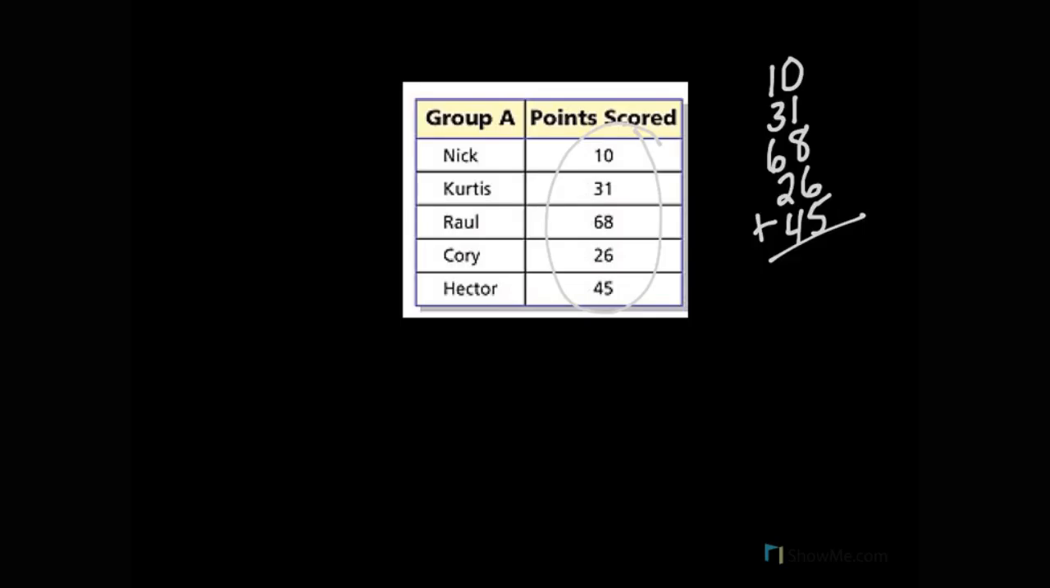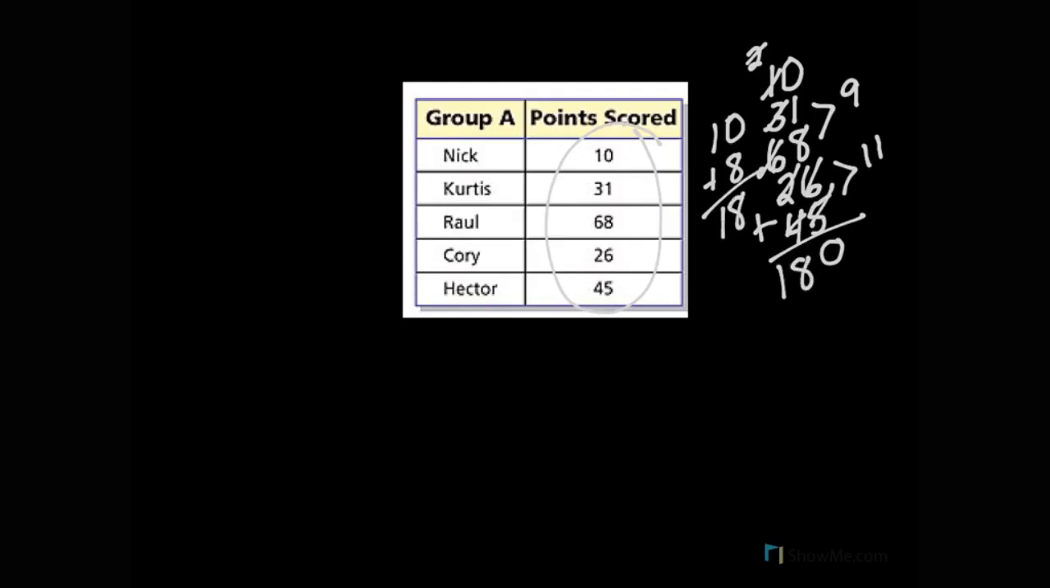Going to look for groups of 10 or close to 10. Okay, so 6 and 5 is 11, 8 and 1 is 9. If I add 9 plus 11, I know that I get 20. Carry my 2. Let's see, we've got 3 and 1 and 6 gives me 10. 2 and 4 gives me 6 plus 2 is 8. I get 18. So when I add up my data, I get 180.